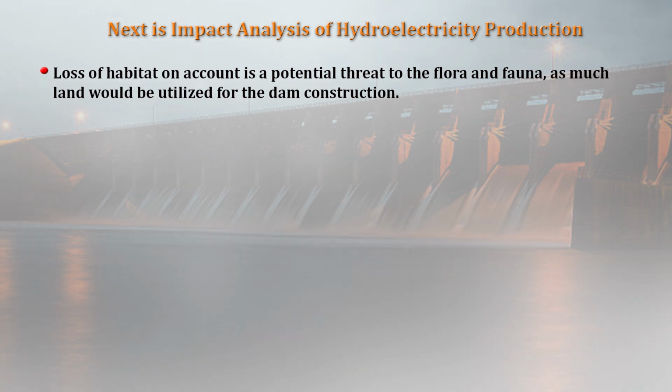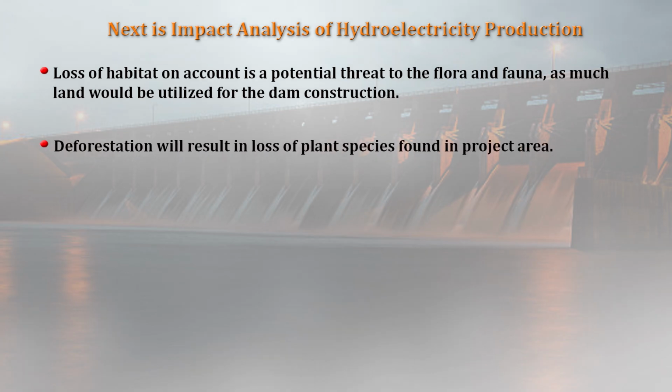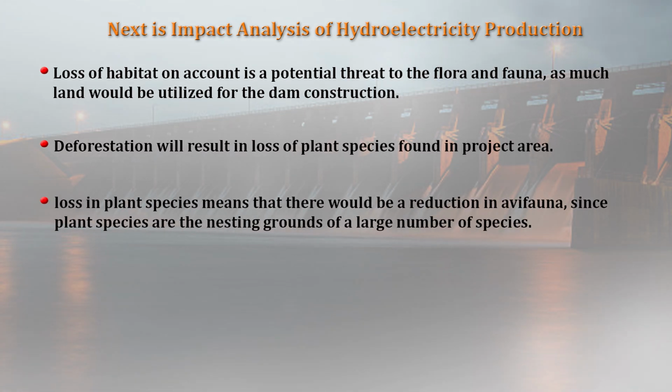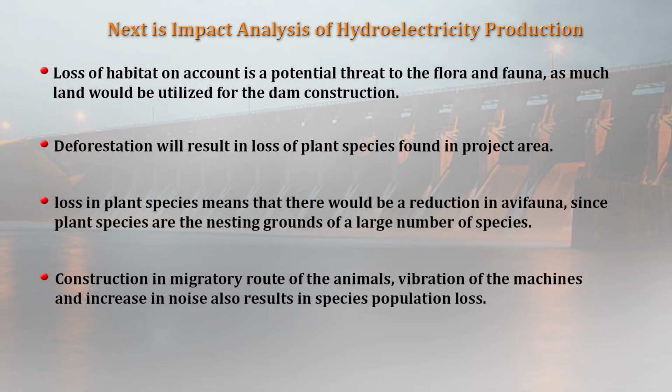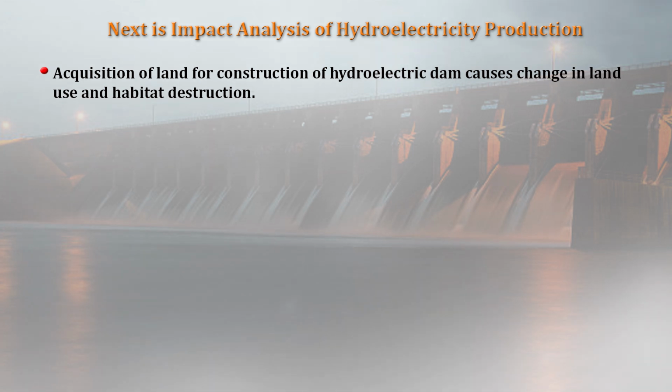for the dam construction. Deforestation will result in loss of plant species found in project areas. Loss in plant species means that there would be a reduction in the avifauna, since plant species are the nesting ground of a large number of species. Construction in the migratory route of animals, vibration of machines and increased noise also result in species population loss. Acquisition of land for construction of a hydroelectric dam causes change in land use and habitat destruction.